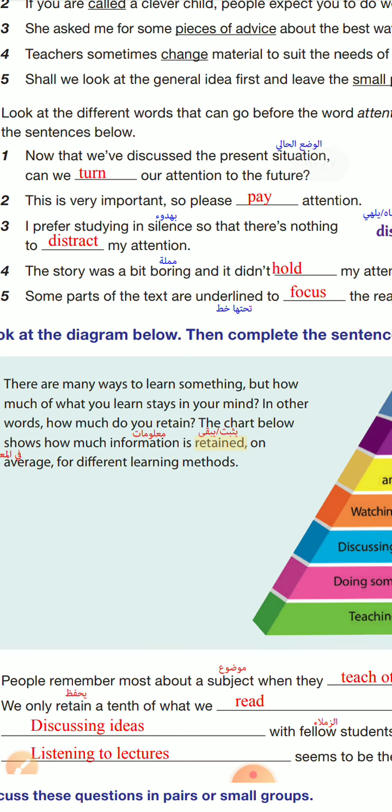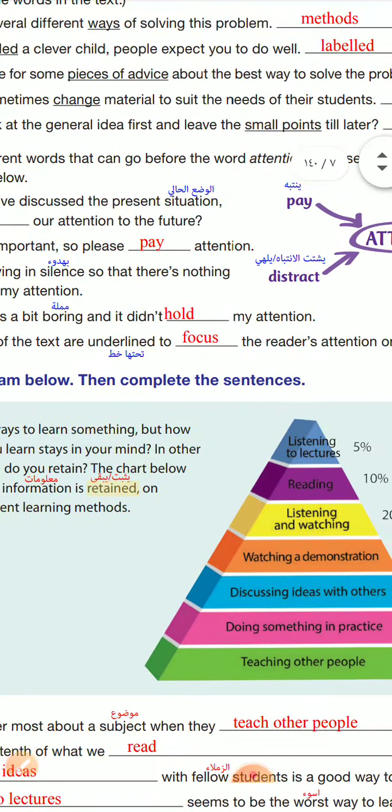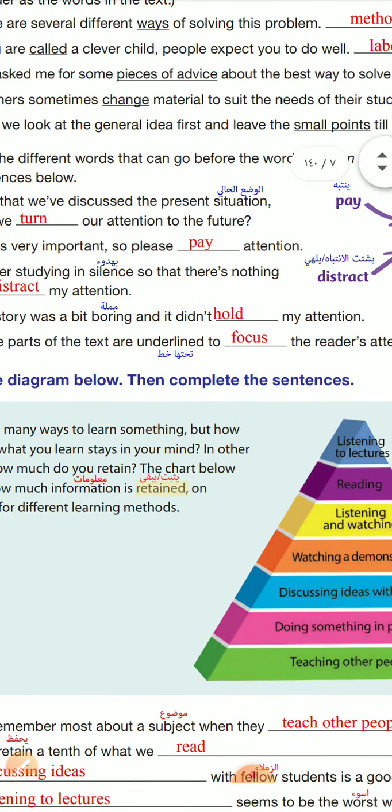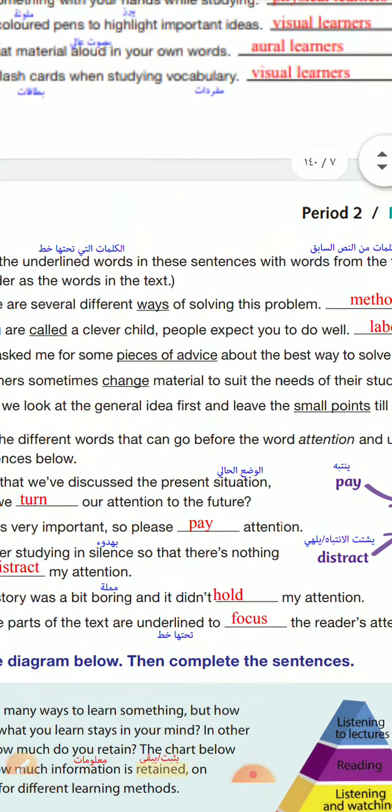Number 5: some parts of the text are underlined to focus the reader's attention on them. I hope you understood, my student. I want you to focus on such words or to pay attention to our new word. They are very important.